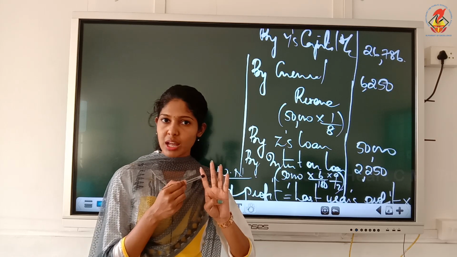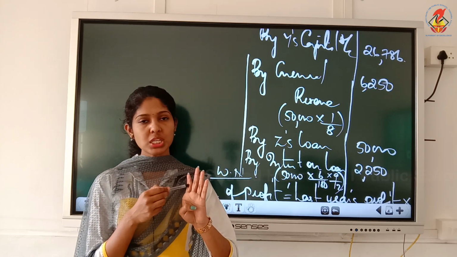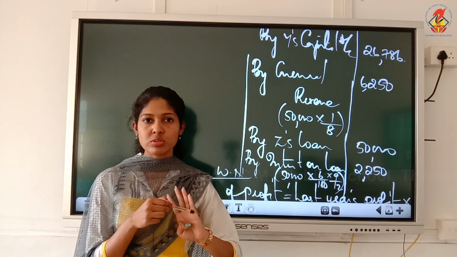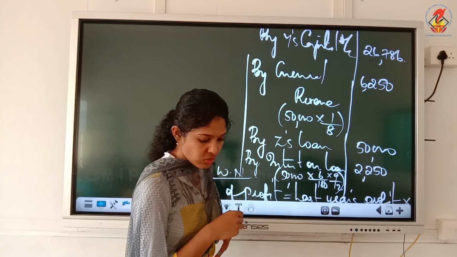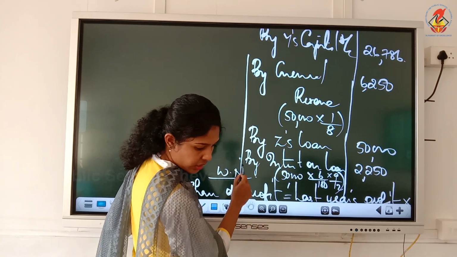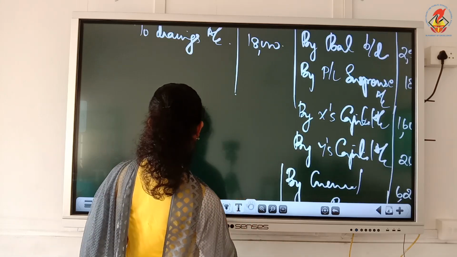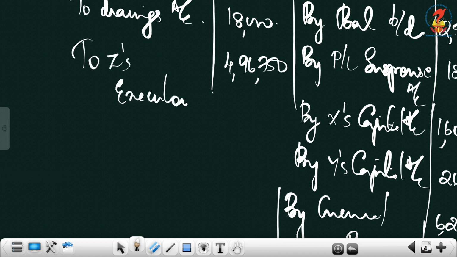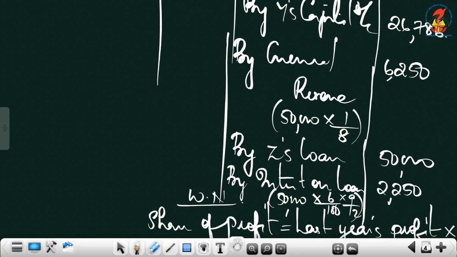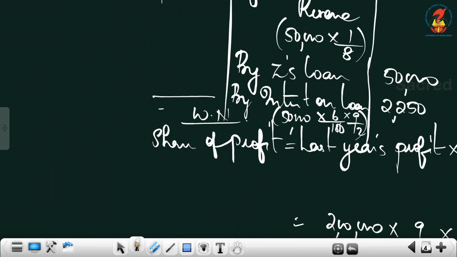Last step is usually transfer profit or loss on revaluation. Here we don't have any revaluation. So all 4 steps we covered. Now you can just find the balancing figure. Okay. So balancing figure we will transfer to executors account, that is 4,96,750. Write it as to Z's executors account. Write totals, that is 5,14,750.